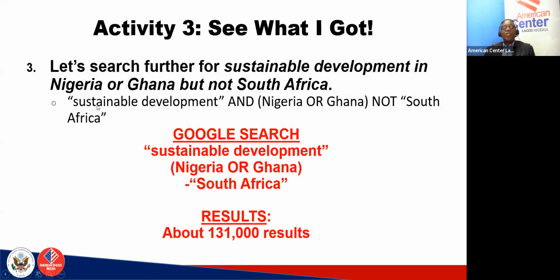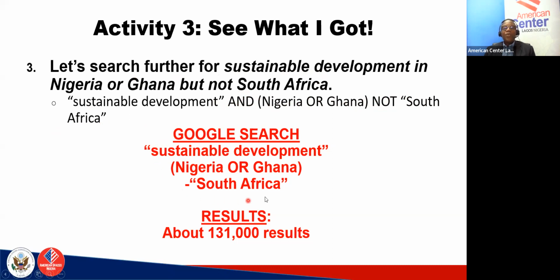You can see here, sustainable development in inverted commas, and Nigeria or Ghana, not South Africa. So what we have used here is AND, OR, NOT, stemming from this search query.